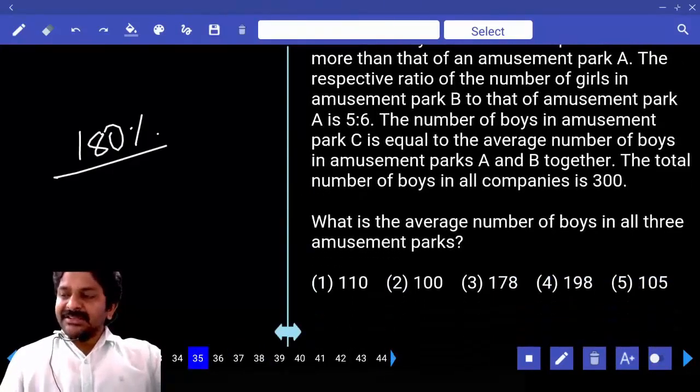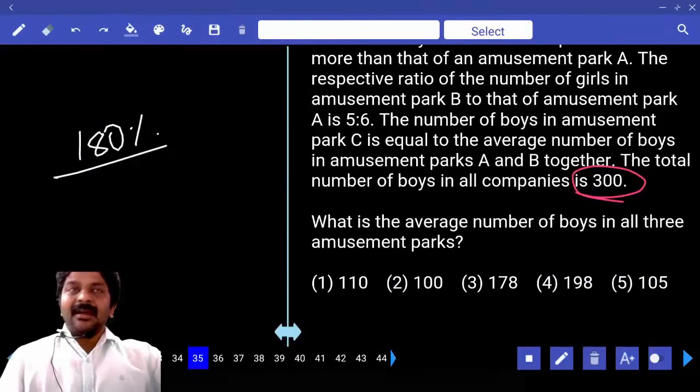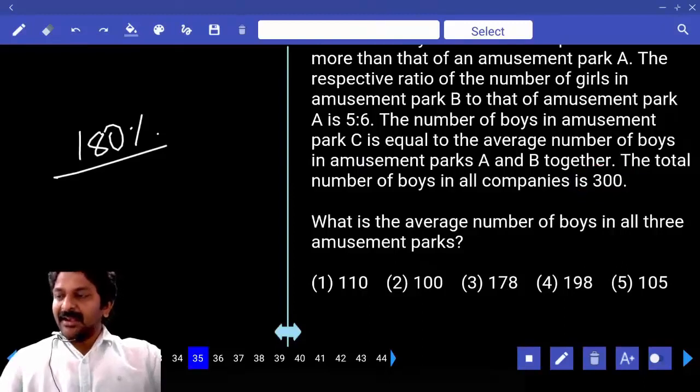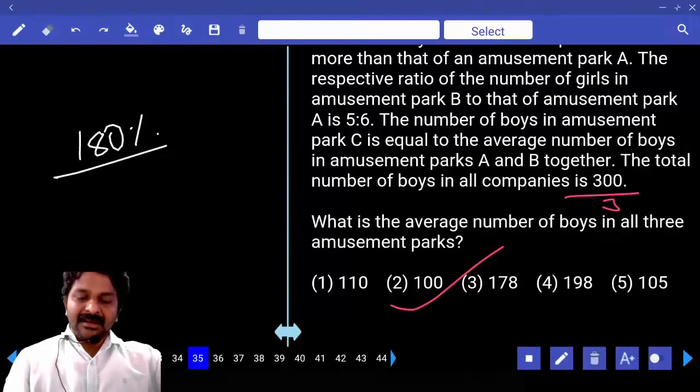What is the average number of boys in all three amusement parks? Already you are given how many boys there are in all three parks together in the data itself, 300. And the average is divided by 3 only? Answer 100.